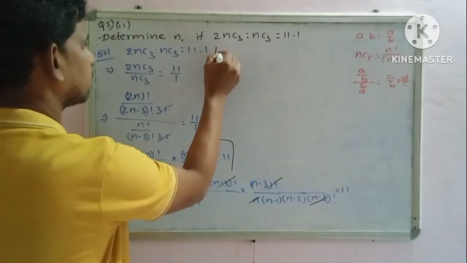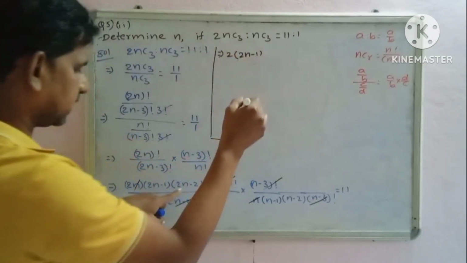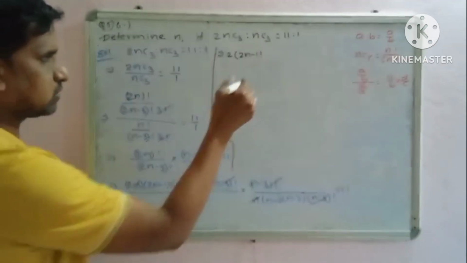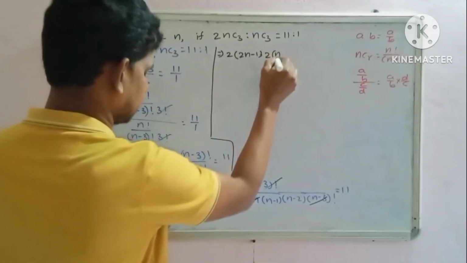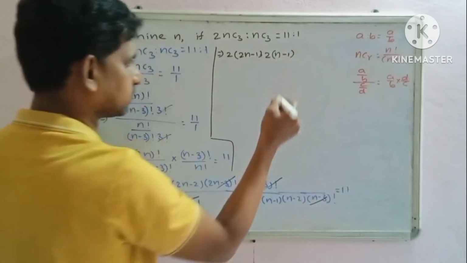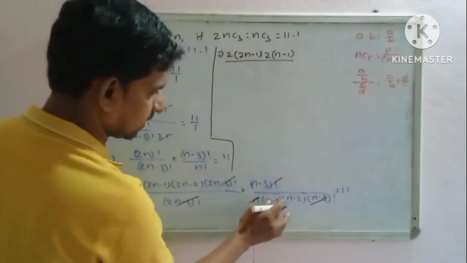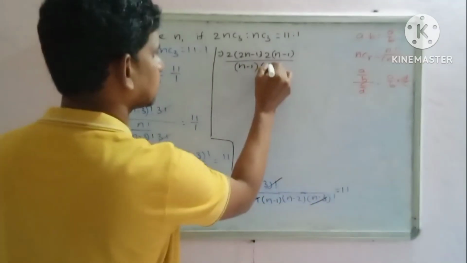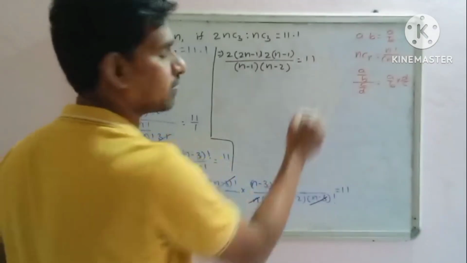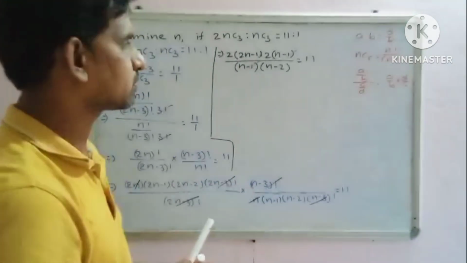So next, 2 times 2n minus 1. You take 2 as the common from this 2n and minus 2. So take 2 as the common. 2 is the common means n, 2 ones are 2, so n minus 1. Okay. In the denominator, n minus 1 into n minus 2 equals 11. Now n minus 1 gets cancelled. See now.